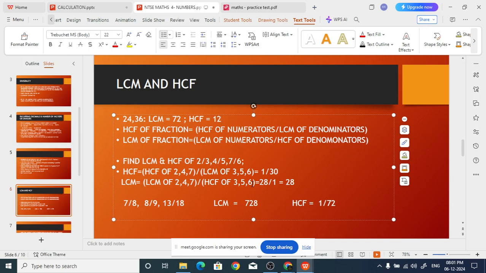Correct. You are correct. So find out this one more example: 7 by 8, 8 by 9, 13 by 8, 18. Find out what the HCF and the LCM are. Our answers are already given, but you find out whether we are getting this.